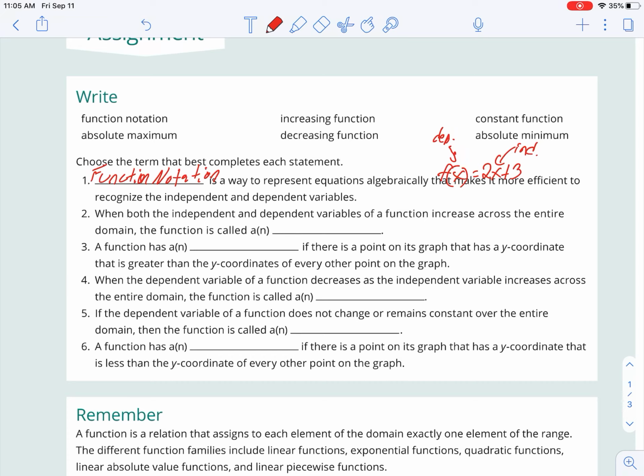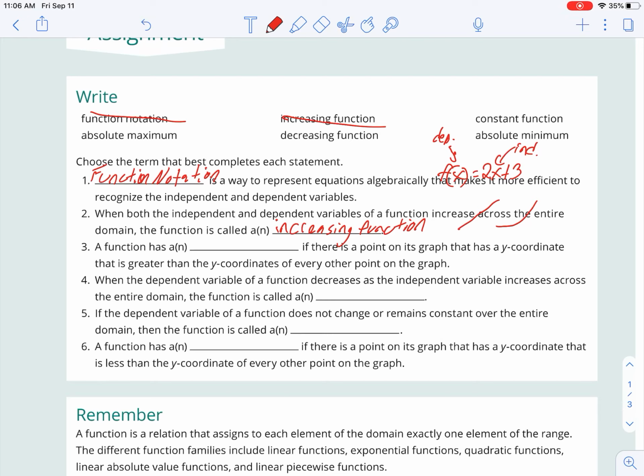Number two, when both independent and dependent variables of a function increase across the entire domain, this function is called, well, the keyword was increase across the entire domain. This is called an increasing function. So what that means is something that is just increasing, a line, a curve like that, that is all increasing. So we've done that one.